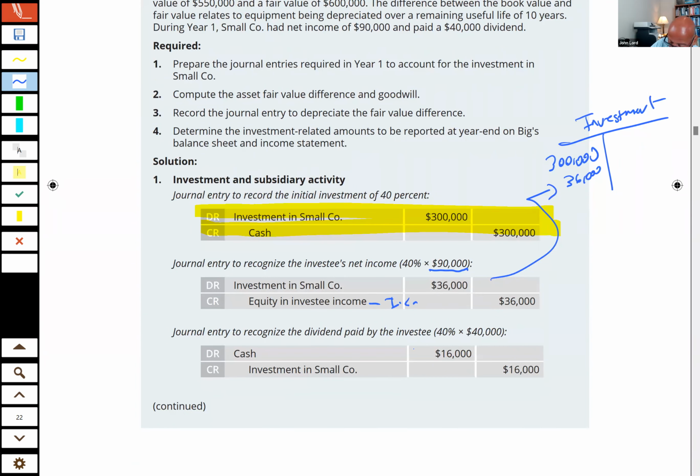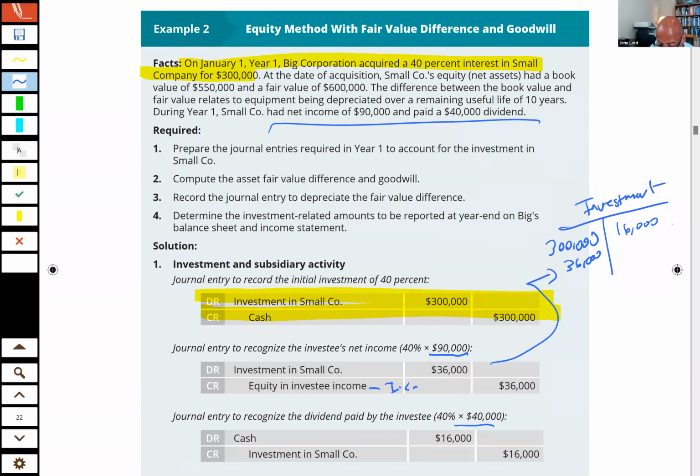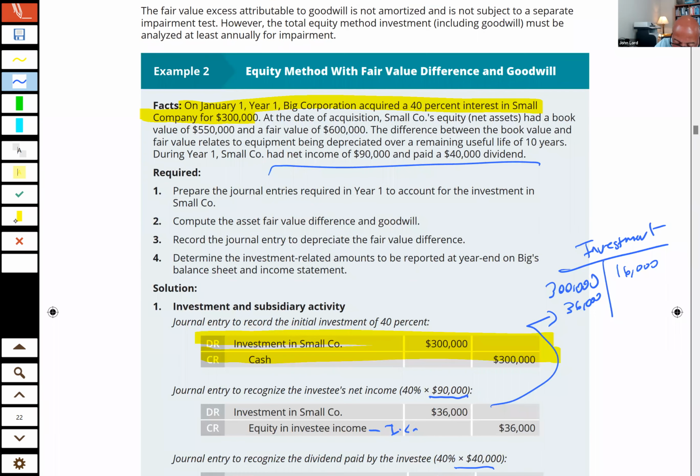Then there was the dividend of $40,000. Again, I'm not reading from the question here, I'm just remembering what we talked about before. Debit cash, credit the investment. We've already looked at this fact pattern. Now they give us additional information. At the date of the acquisition, Small Company's assets had a book value of $550,000 and a fair value of $600,000. The difference between the book value and the fair value is equipment being depreciated with a remaining useful life of 10 years.